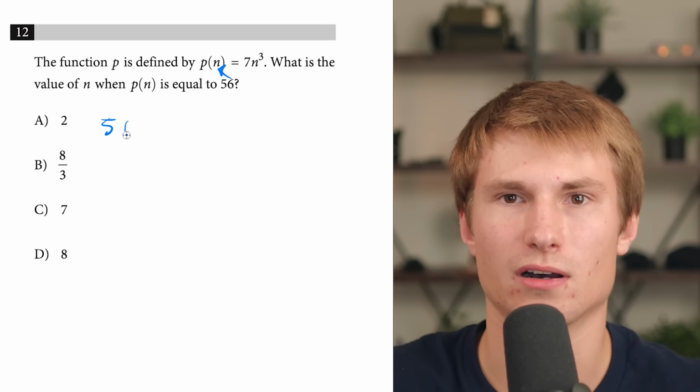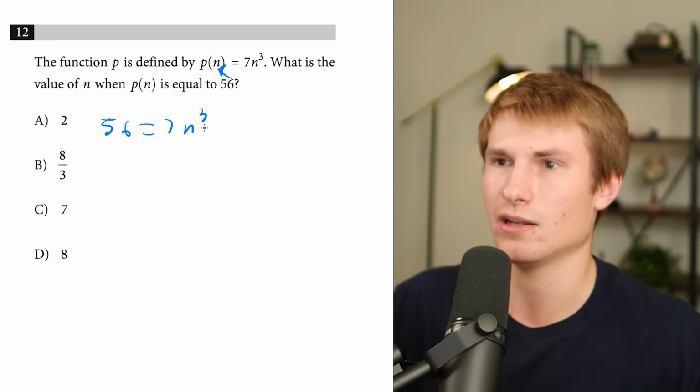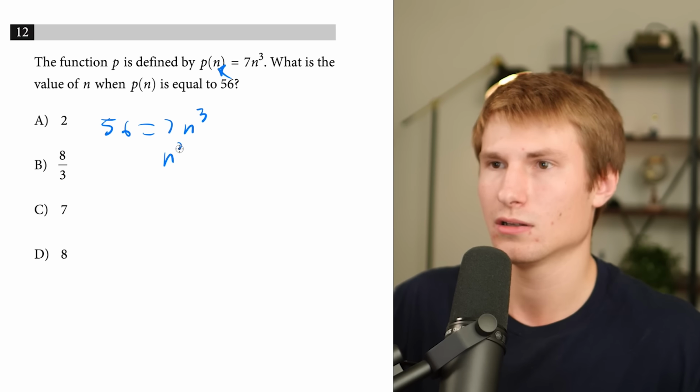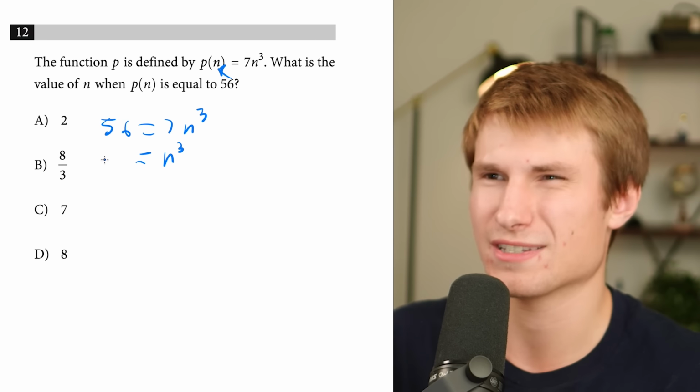Solve for the value of n. 56 is equal to 7n cubed. Divide both sides by 7. Gives us n cubed is equal to 56 over 7, which would be 8. 8 is equal to n cubed.